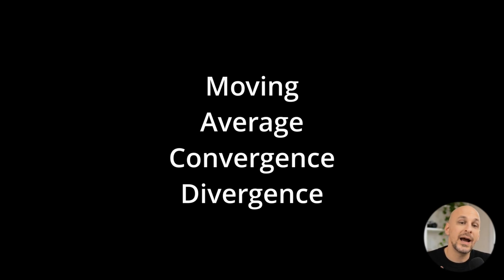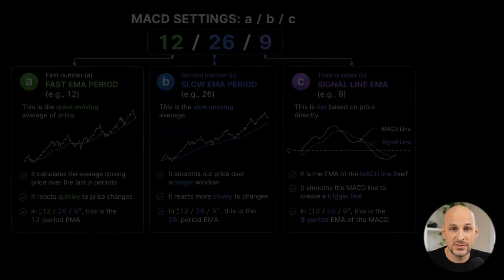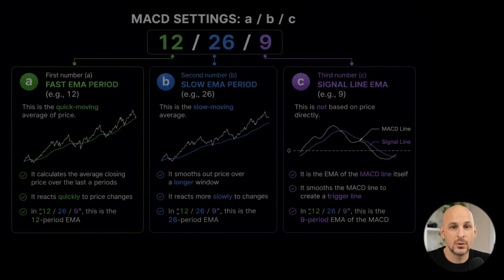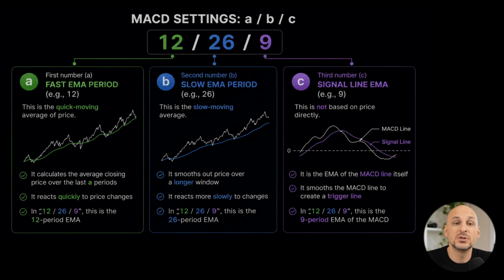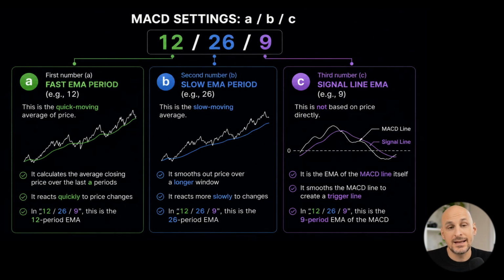It compares two exponential moving averages of the price data, one fast and one slow, and it tells you when momentum is shifting between them. The classic setting is 12, 26, 9.